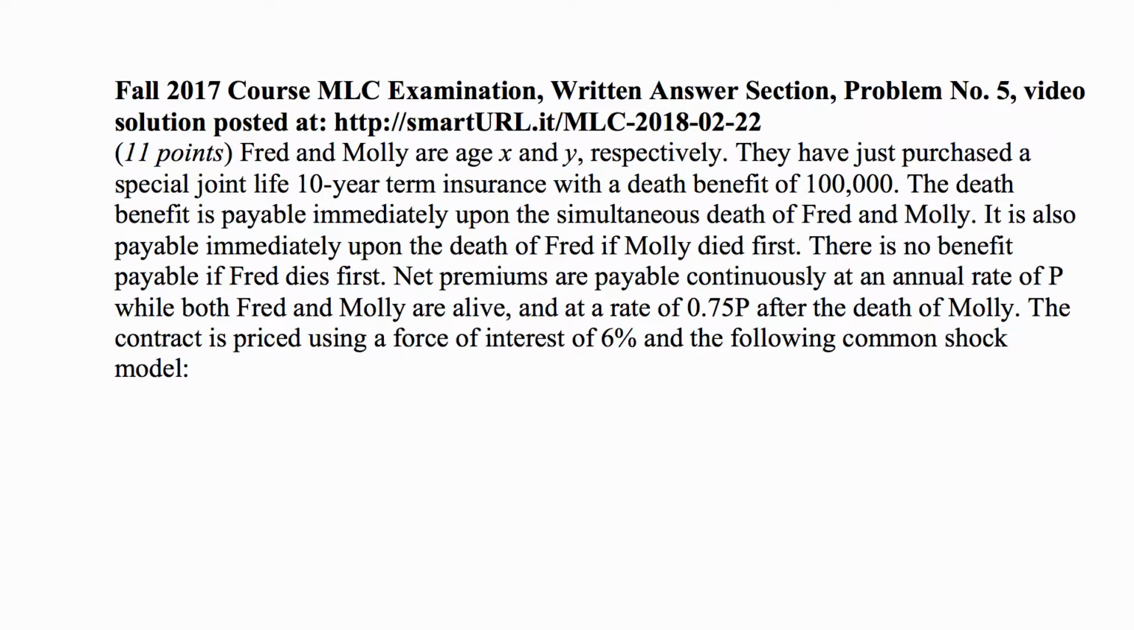It is also payable immediately upon the death of Fred if Molly dies first. There is no benefit payable if Fred dies first. Net premiums are payable continuously at the annual rate of P while both Fred and Molly are alive, and at a rate of 0.75P after the death of Molly. The contract is priced using a force of interest of 6% and the following common shock model.